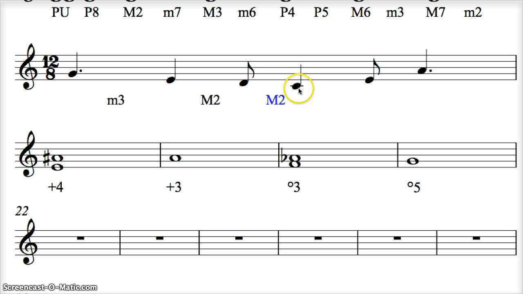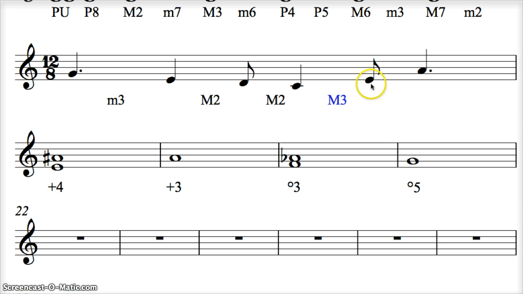And then let's look at the C up to an E. How many steps is that? C, D, E, 3 steps. We can still think of this in the key of C. There are no sharps or flats in the key of C, so a C up to a regular E natural is a major third.